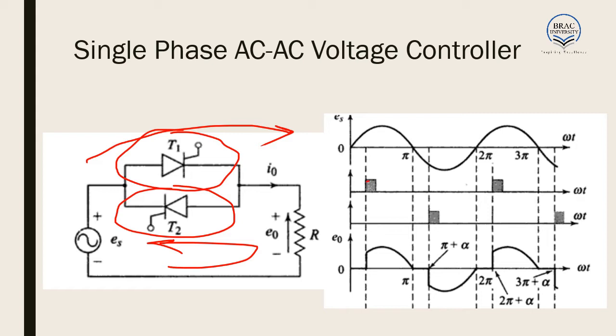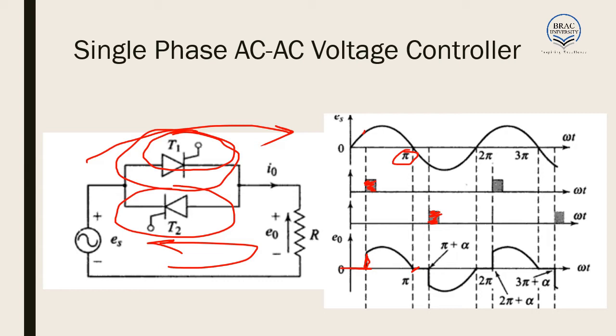Here we can see this is the gate pulse we provided to T1, and this is the gate pulse we provided to T2. Before any gate pulse is provided, no current flows through it. As a result, the output voltage remains zero. When a gate pulse is provided, the current starts flowing, and the output voltage assumes the shape of the input voltage. The output voltage automatically turns to zero when the angle is pi, that is, when the input voltage becomes zero. When the output voltage turns zero, the output current also turns zero, and the switch T1 switches off automatically, because the current through the switch T1 is below the holding current.